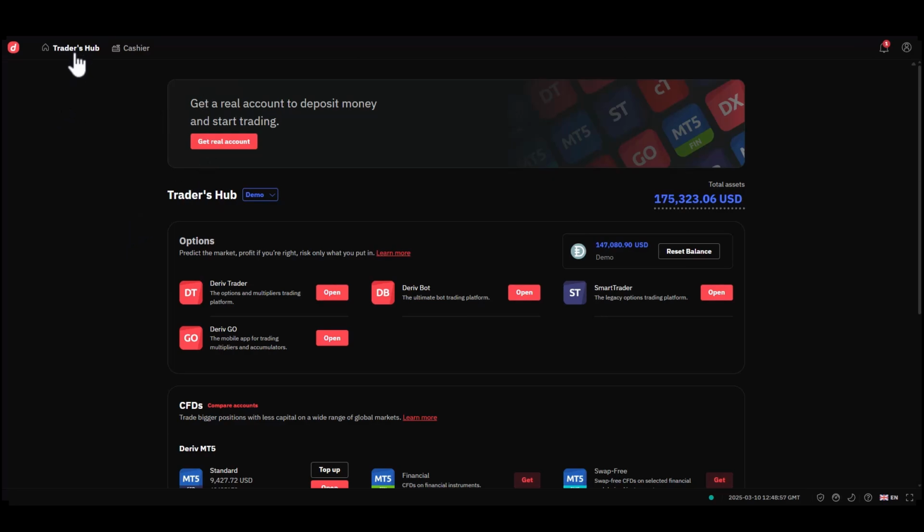All right, so Traders Hub. I've logged into Deriv, gone to Traders Hub, and it's Deriv Trader we want to have a look at. Now, you've also got Deriv Bot as well. Deriv Bot is for automating trades on options, which is quite good because you don't have to know programming skills. It's like a drag and drop type of thing, but that's something we can look at possibly in another video. Smart Trader is the legacy platform.